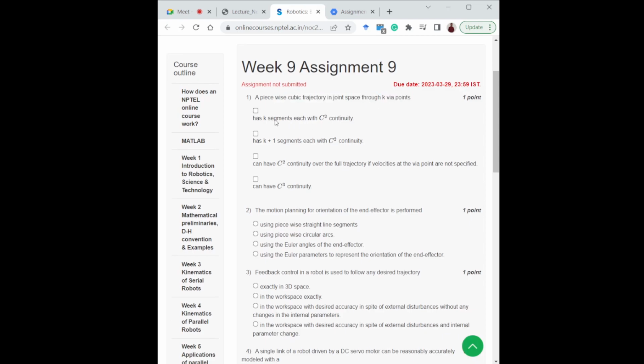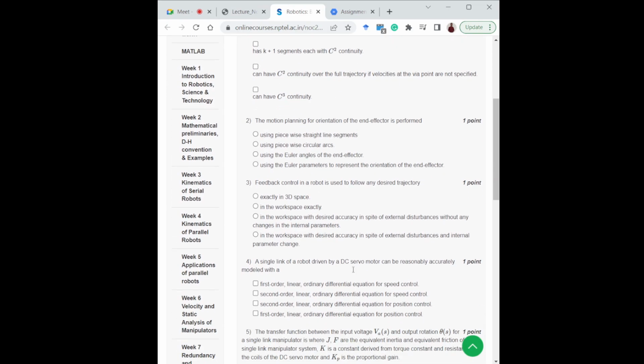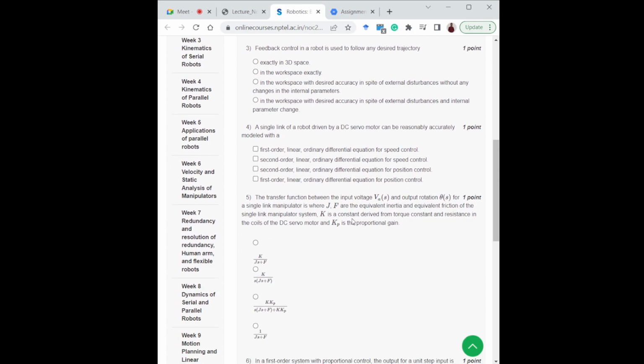Now this is something about continuity. This is directly from the lecture notes. You can go through the lecture notes and you'll get the answers of most of the problems actually. Now again, motion planning for the orientation. If you go through the lectures, Sir has discussed a particular orientation called the Euler parameter that he's using.